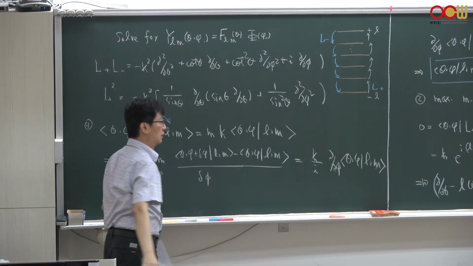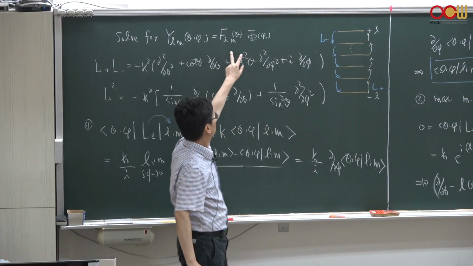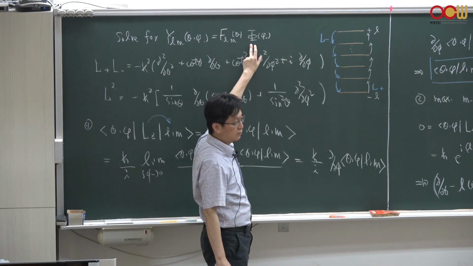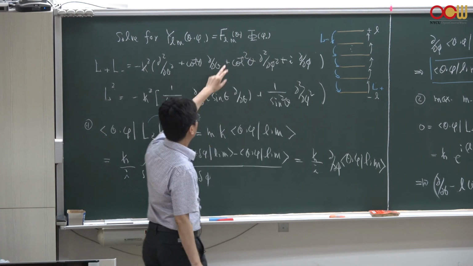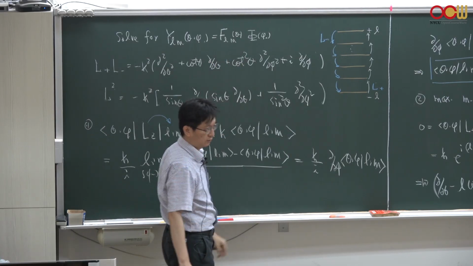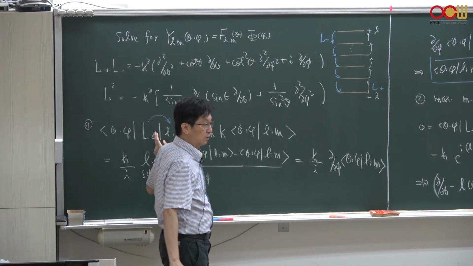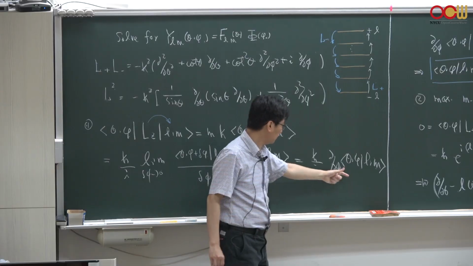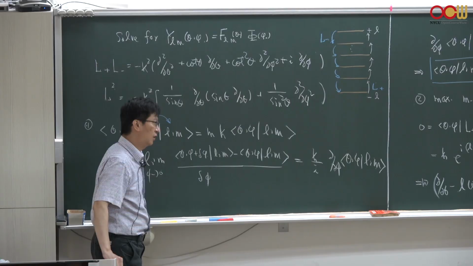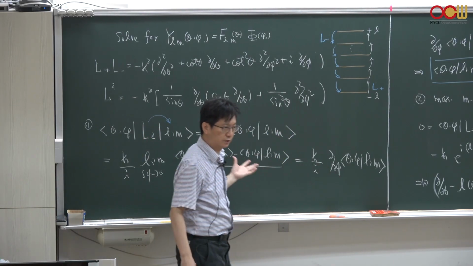We can guess that this YLM could be separated as the product of two types of functions. One is the function capital Phi, which is a function of only phi, and another is the function capital F, which is a function of theta only. This is our educated guess, because when I apply the Lz operator, what I get is nothing but the differentiation of that wave function with respect to phi. It tells us that you can solve this differential equation separately.